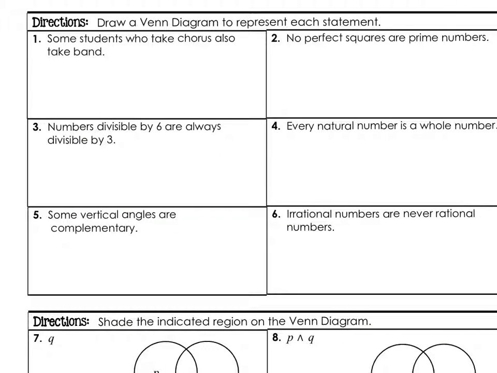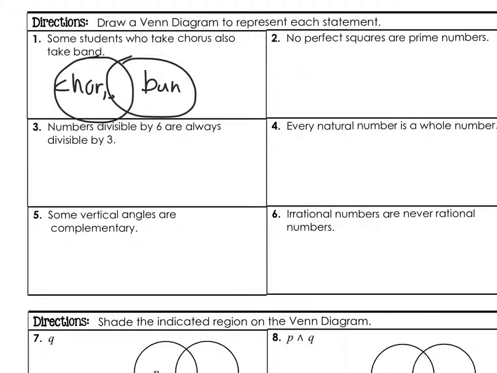So how do we implement these? Well, remember, the Venn diagram is just a visual representation of data and relationships. So when we have number 1, it says some students who take chorus also take band. We would represent that by 2 overlapping circles, because some students take chorus or they take band. Sorry, I'm not printing very well.